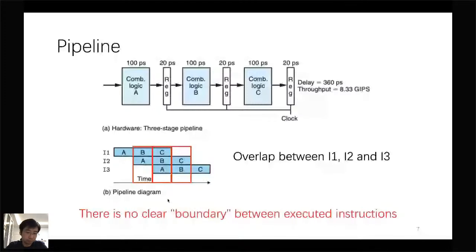The cost is that there will be overlap between instructions 1, 2, and 3 during execution. For example, in modern Intel CPUs, as far as I know, there are over 12 stages. So in the modern CPU, there are no clear boundaries between the executed instructions. This is an important feature for the vulnerabilities.